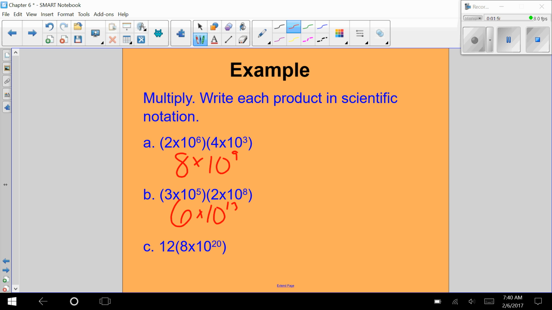For letter C, now realize that since the 12 doesn't have a times 10, it's actually 12 times 10 to the 0. So 12 times 8 gives me 96, times 10 to the 0, 10 to the 20th gives me 10 to the 20th. But 96 is not scientific notation, so it becomes 9.6 times 10 to the 1st, and then we combine our powers of 10 to get 10 to the 21st power.